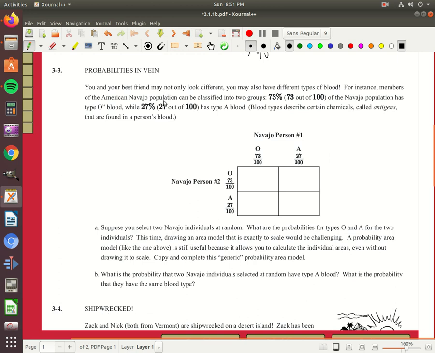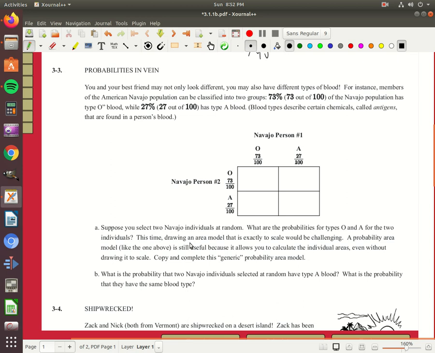So probabilities in vain. You and your best friend may not only look different, you may also have different types of blood. For instance, members of the American Navajo population could be classified into 2 groups. 73% have type O, 27% have type A. Blood types describe certain chemicals called antigens that are found in a person's blood. So you can ask Mr. A or whoever your biology teacher is about this stuff, because I don't know anything about it. So suppose you select 2 Navajo individuals at random. What's the probabilities for types O and A for the 2 individuals?